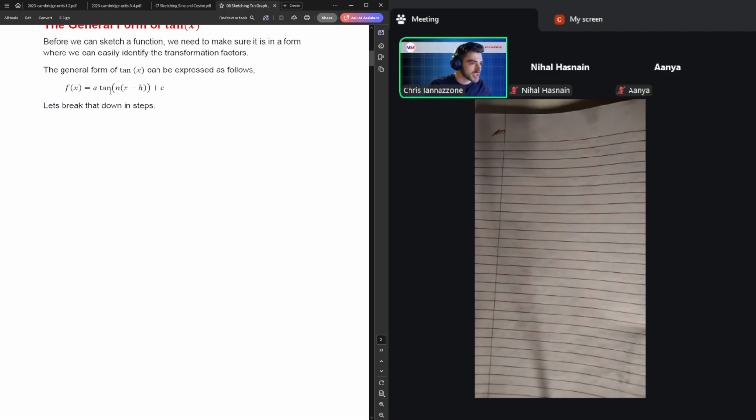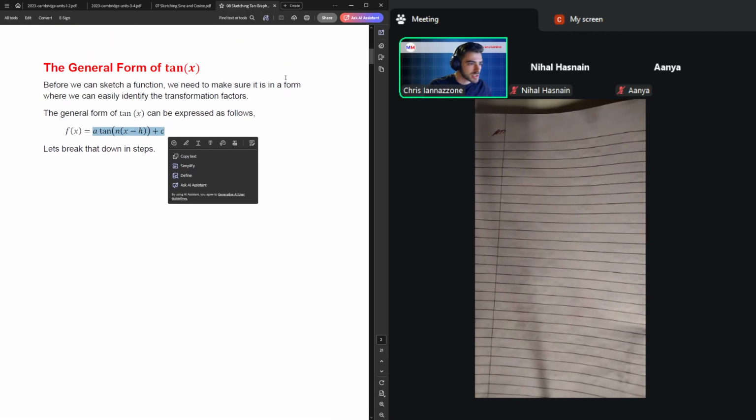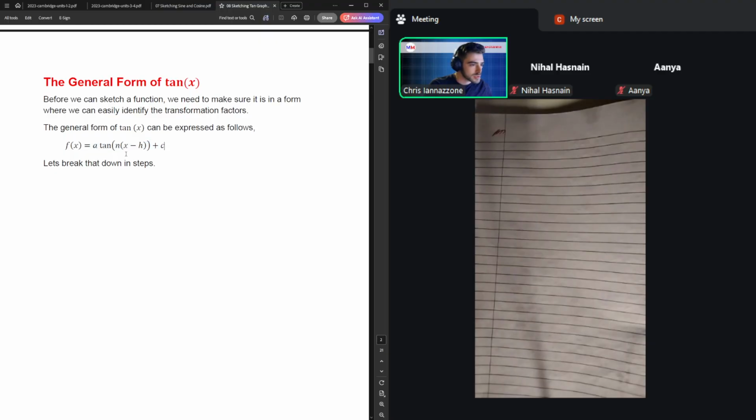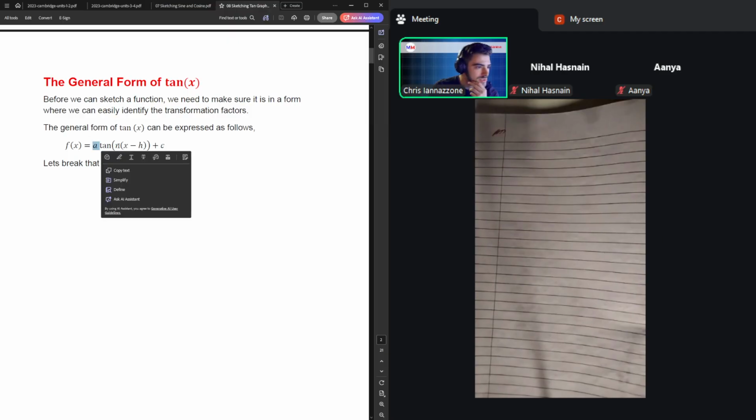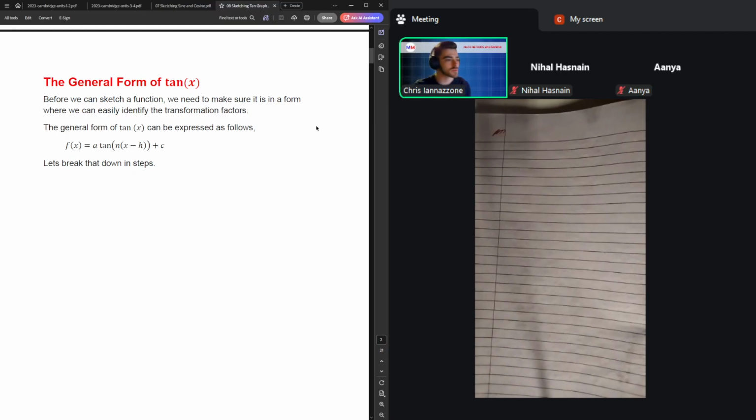Okay, so just like any other function, the sketching of a circular function has the same sort of coefficients involved in it. So you've got your horizontal translations, your vertical translations, and your dilation factors. All these are changing the look of your overall graph.